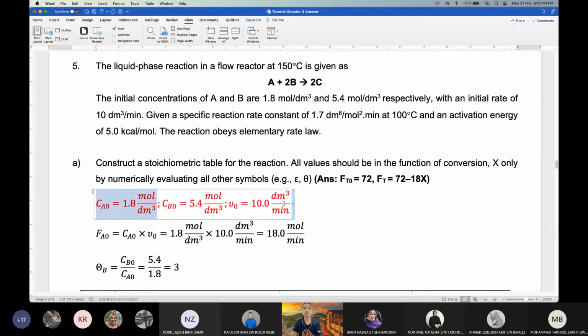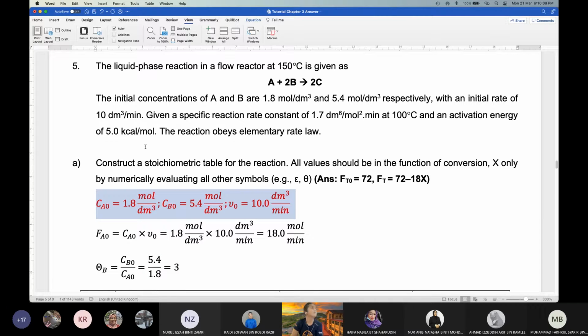So again, say you misidentify these 3 pieces of information. Say you thought the 1.8 is FA naught. The whole question is already wrong. Or you thought that 10 dm cube per minute is FA naught. The whole question is wrong. So don't make this mistake. Look carefully at the number, look at the unit, convert the dimension. And you will know whether it is the right value to use in my question.